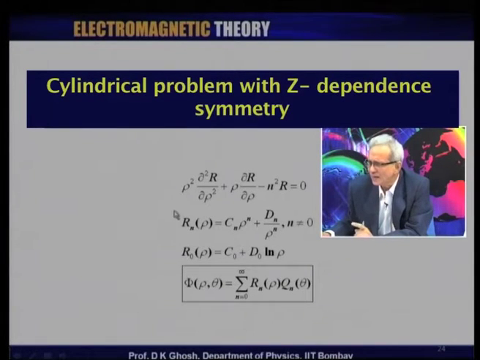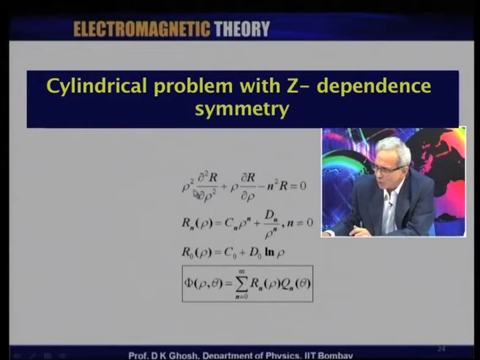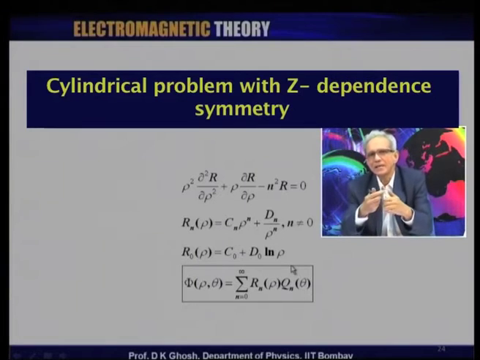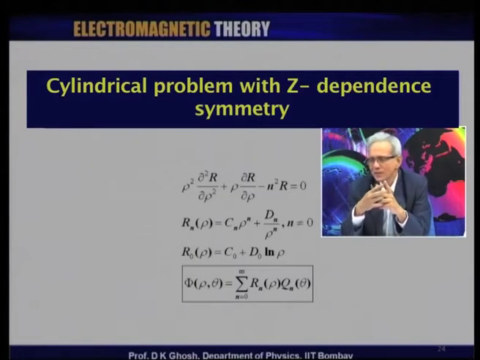The only exception is if the value of n is equal to 0. If the value of n is equal to 0, then I get rho square d square R by d rho square plus rho dR by d rho equal to 0, which is a first order differential equation in dR by d rho, and it can be very trivially solved. And the solution in that case is R 0 of rho is c 0 plus a logarithm of rho. And so, therefore, the expression for phi is R n of rho, which in general is a power series in rho and 1 over rho, times Θ n of theta, which is a linear combination of cos n theta and sin n theta.